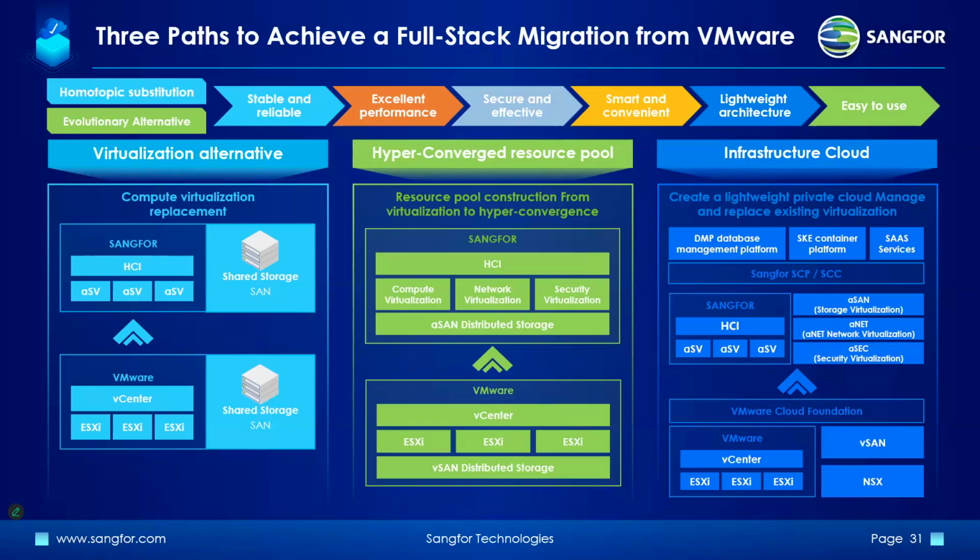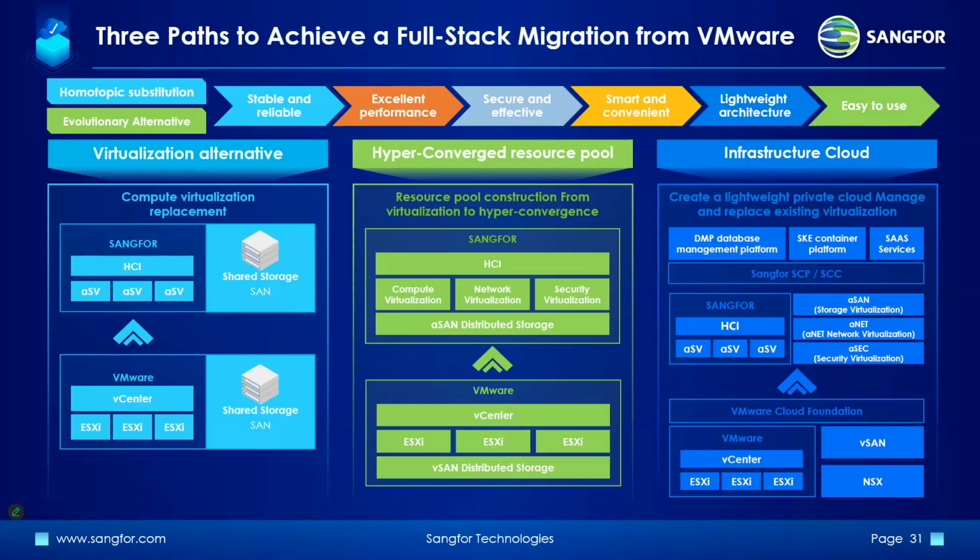Second one is hyper-converged resource pool, right? Or the HCI alternative. Customer is using ESXi along with vCenter and a vSAN. And if they're looking for an alternative solution, then we provide the entire suite of HCI from ASV, ASN, and ANET kind of a solution. If they need security, we can also provide integrated security with ASEC. That's the second stack of solution.